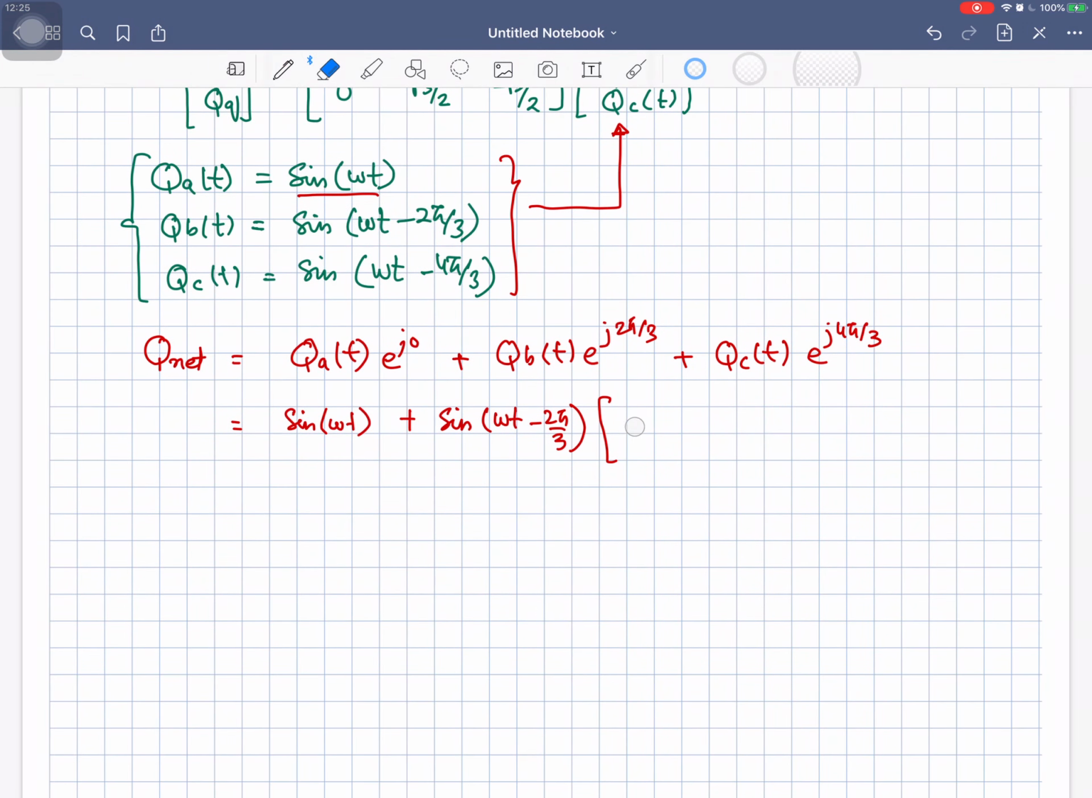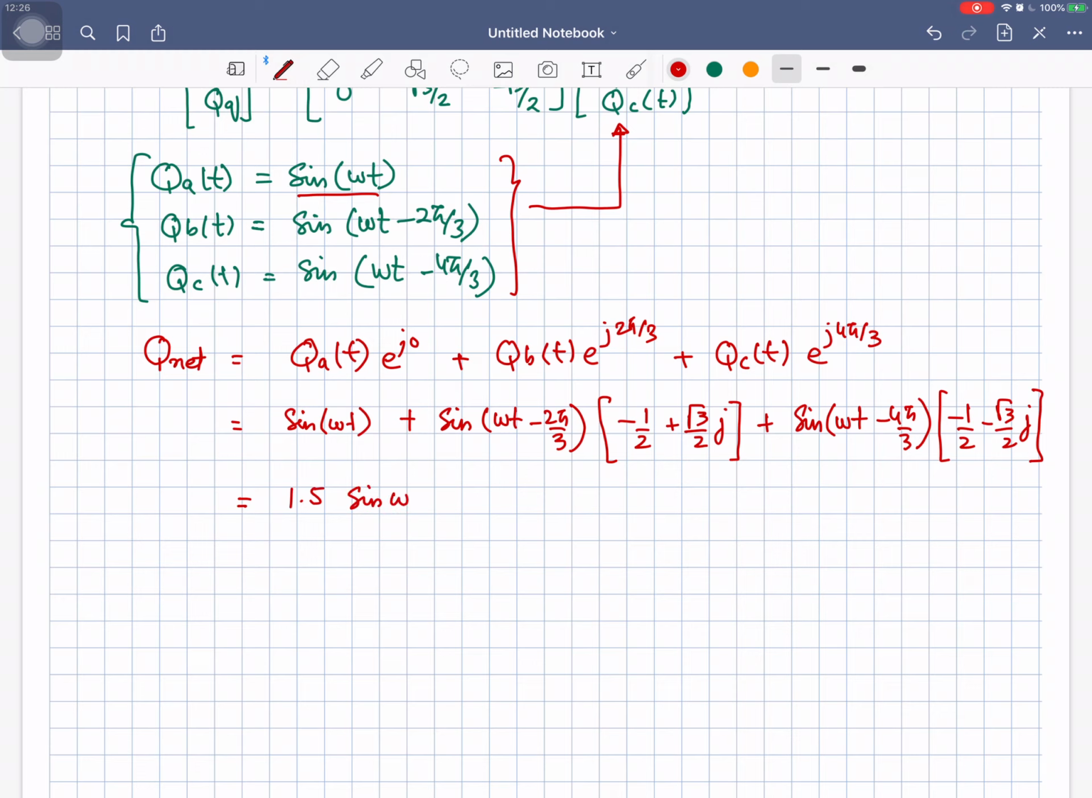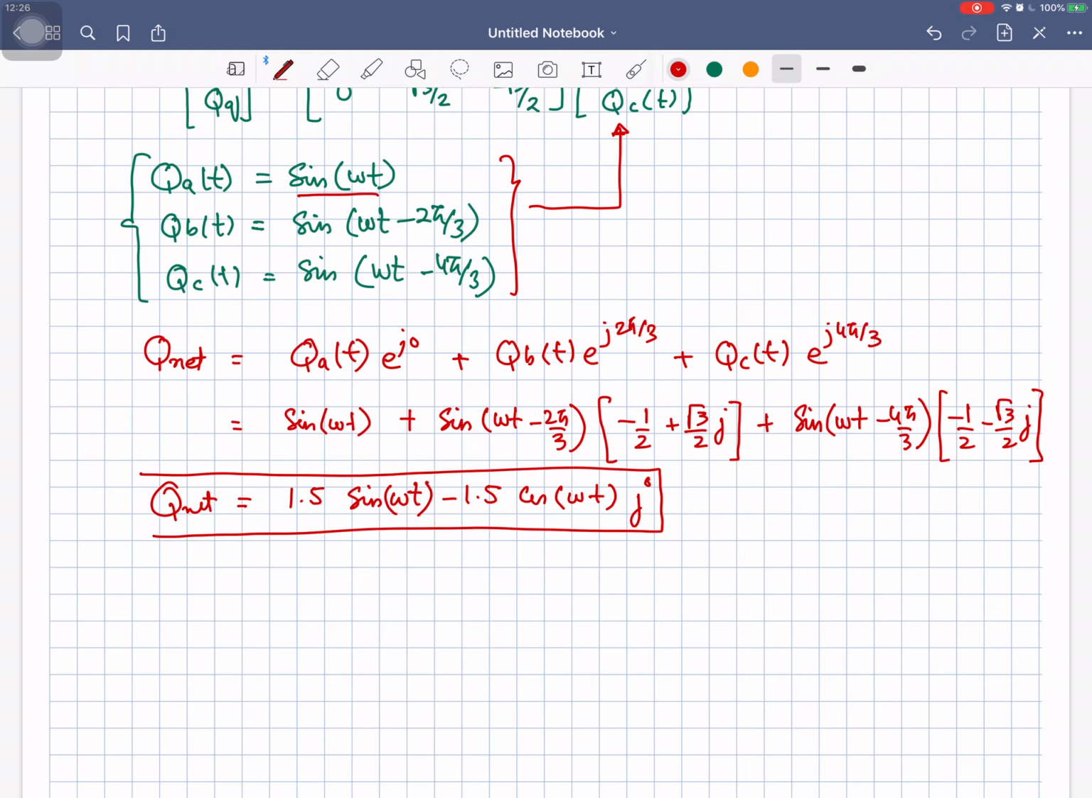So taking that value over here, directly I can write it as minus 1 by 2 plus root 3 by 2 j. Then QC is sine of omega t minus 4 pi by 3, and whatever its value is, it will be multiplied with minus 1 by 2 minus root 3 by 2 j. Now if I simplify this, I am just going to write down the end result. This will be equal to 1.5 into sine of omega t minus 1.5 cos of omega t with j. So Q net, the net value, will be given by this expression at one instant of time.